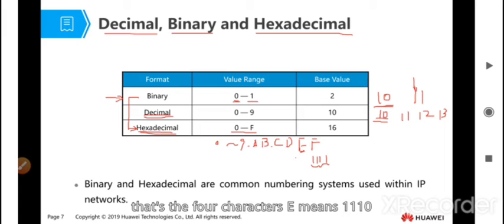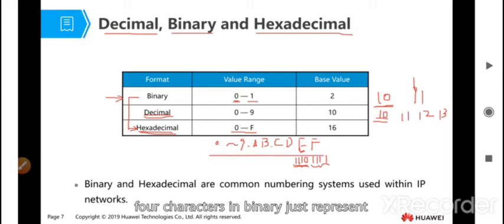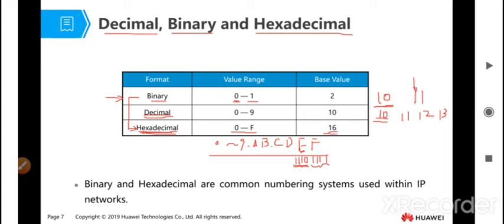E means 1, 1, 1, 0 in binary. So 4 bits in binary are represented by just 1 character in hexadecimal. The base value is 16. The 10 in hexadecimal means 16 in decimal. This is the hexadecimal.